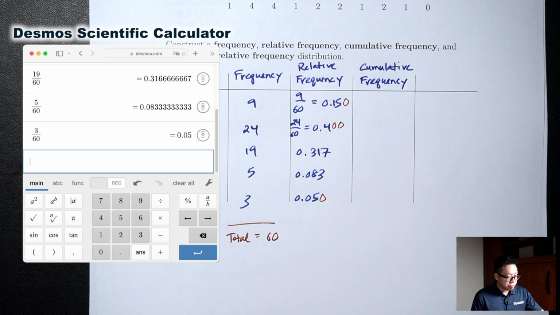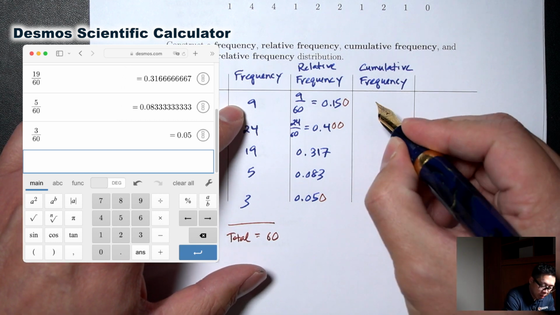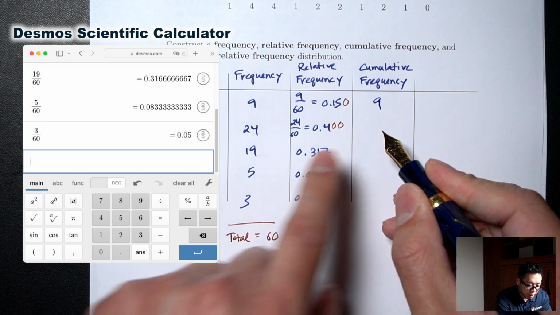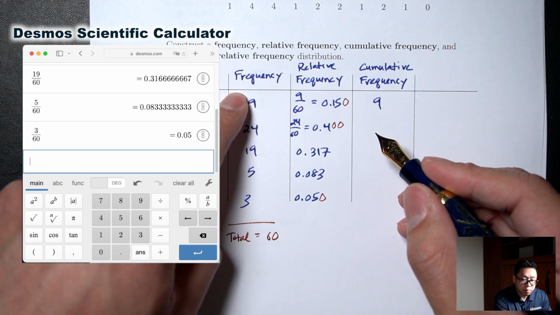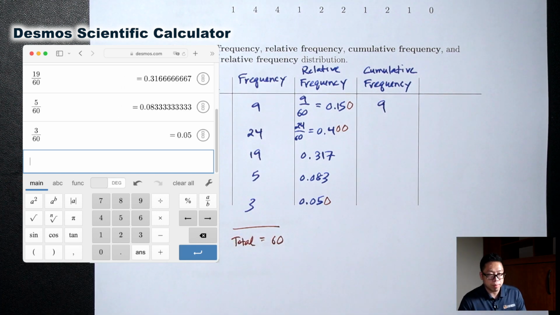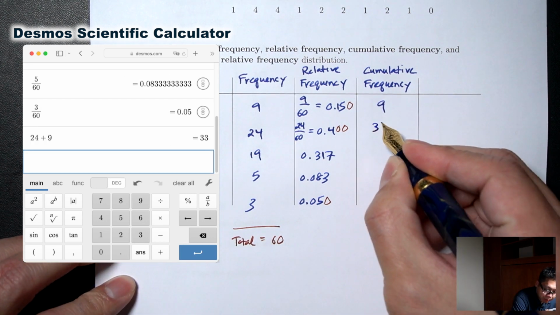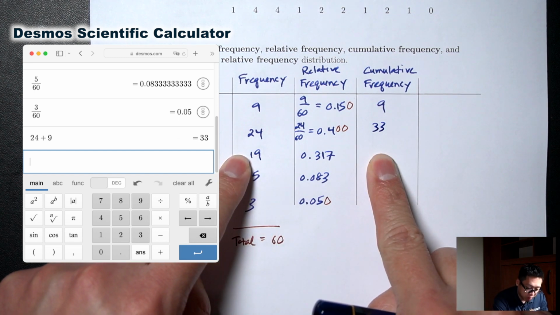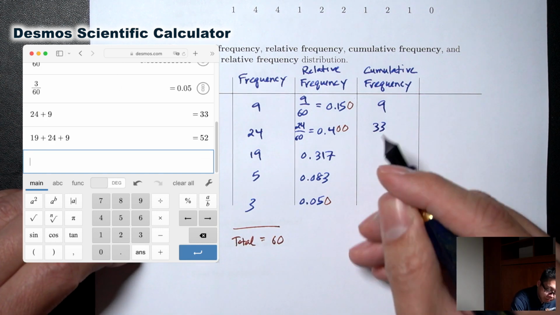So cumulative frequency, the first cumulative frequency is going to be the same as the regular frequency. Now, for the next cumulative frequency, we're going to take the 24, but also include everything before it. So I'm going to do 24 plus 9. Okay, so 24 plus 9, which is 33. The next cumulative frequency, 19 plus everything before it, so 19 plus 24 plus 9. 52.